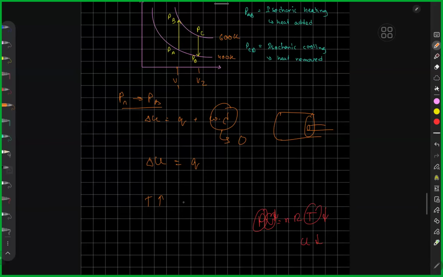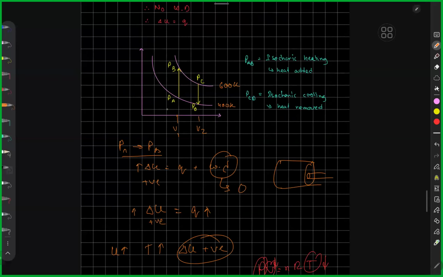Temperature increases, that means change in internal energy is positive. Because increasing temperature means internal energy increases. Hence, the change is positive. So if my internal energy change is increasing, it's positive. What is Q? Also positive. So to go from PA to PB, heat has been supplied to the system.